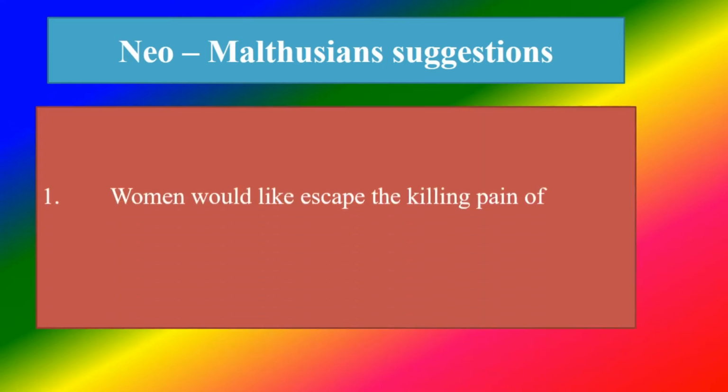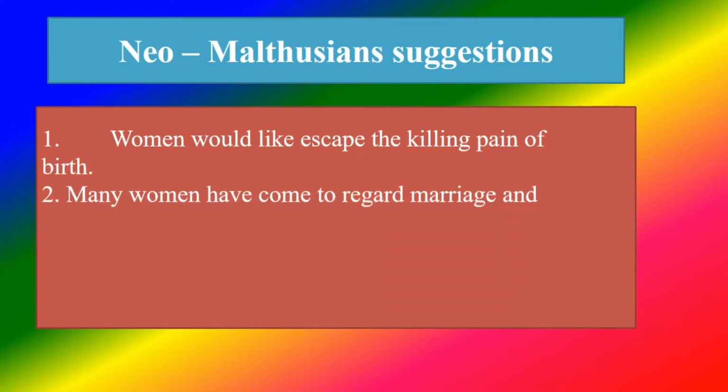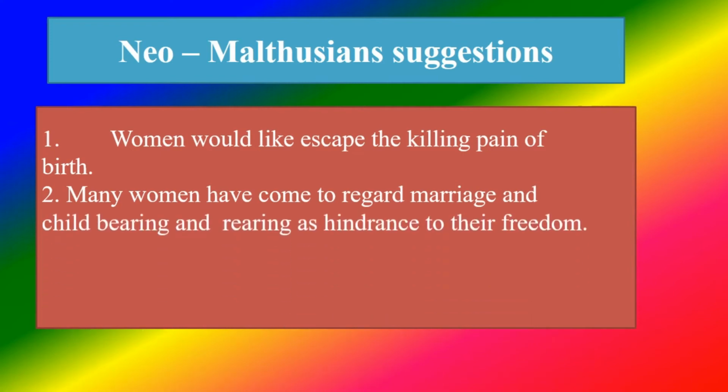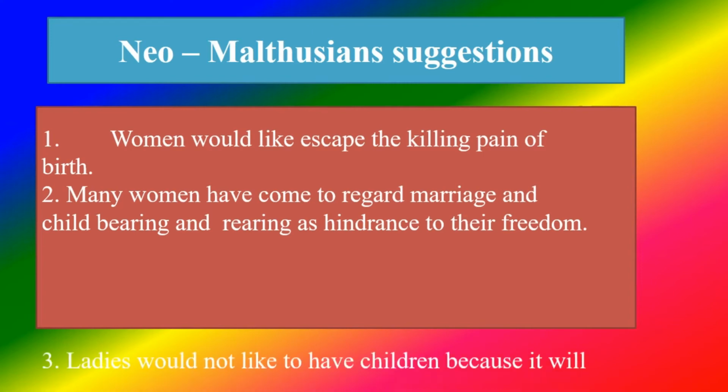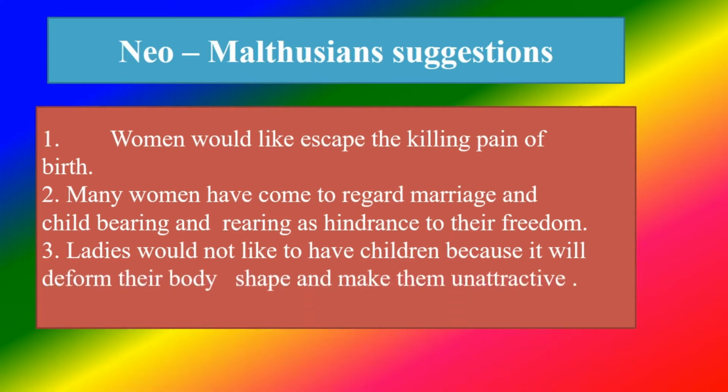Neo-Malthusian suggestions. First suggestion: women would like to escape the killing pain of birth. Second, many women have come to regard marriage and childbearing and rearing as a hindrance to their freedom. Third, ladies would not like to have children because it will deform their body shapes and make them unattractive.